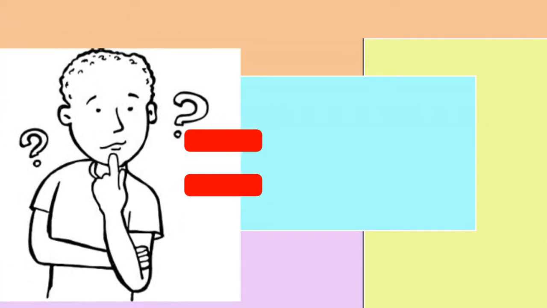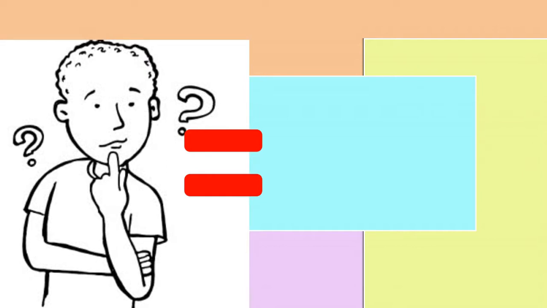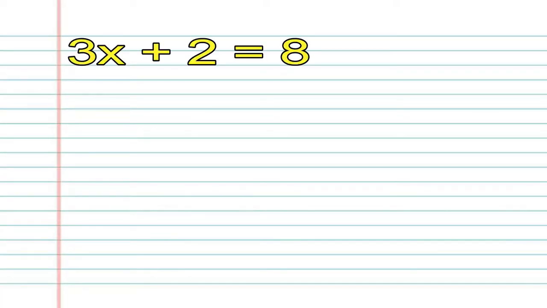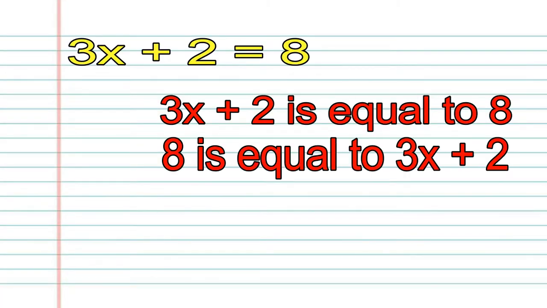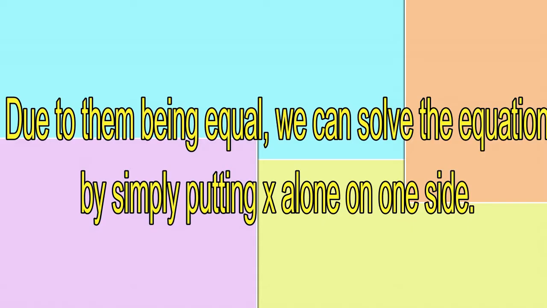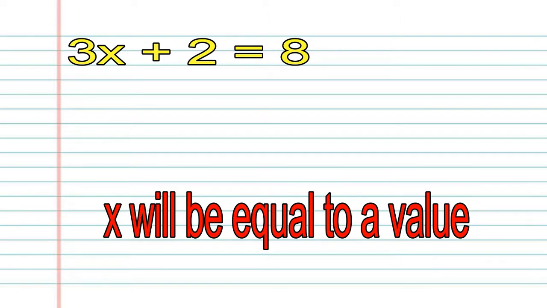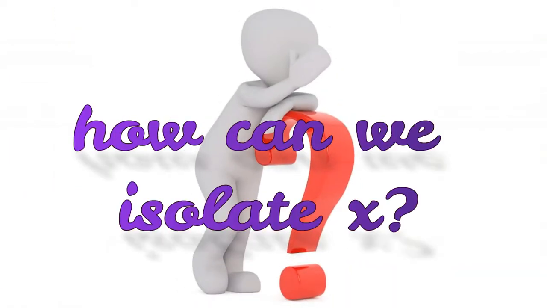Now in solving the equation, the equal sign is also important. This means that the two sides of the equation are equivalent, meaning 3x + 2 is equal to 8, and 8 is equal to 3x + 2. Due to them being equal, we can solve the equation by simply putting x alone on one side. Putting it in words, x will be equal to a value. So how can we isolate x?